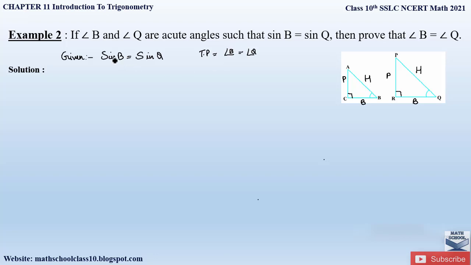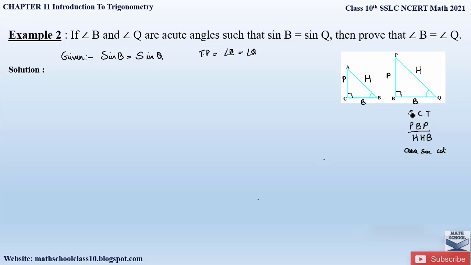Now since they have given us sine B is equal to sine Q, let us write down the defined trigonometric ratio for sine B and sine Q. The best way to remember the trigonometric ratio, I have explained in my previous videos, is that you have to remember the ratio PBP divided by HB. Okay, so here the trigonometric ratios are sine, cos and tan. It will be cosecant, secant and cot, right?